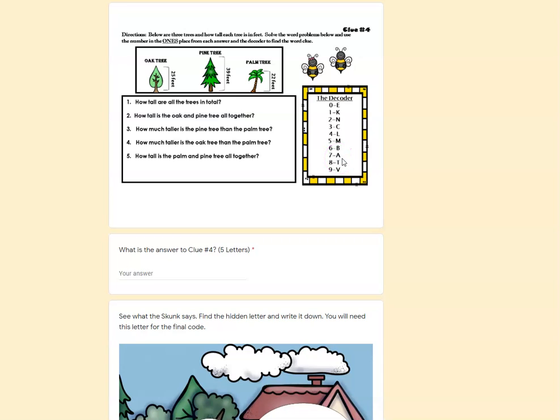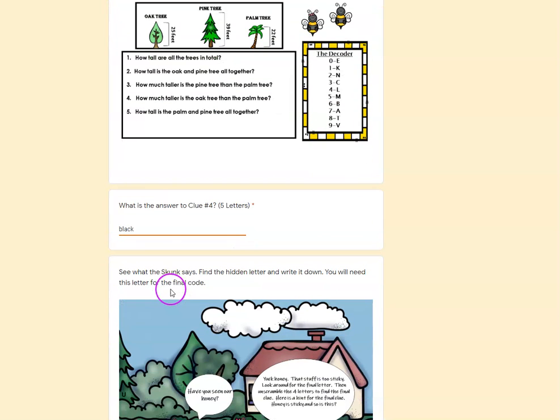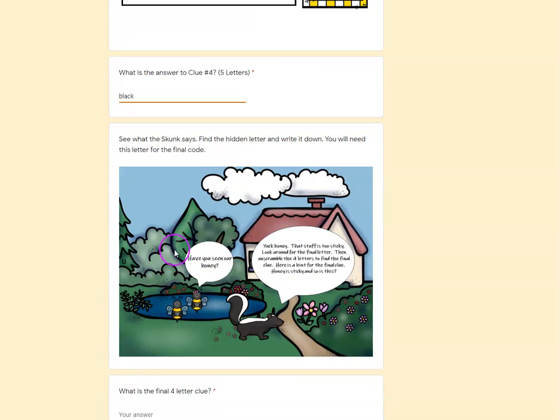Now we have BLA. Next we have how much taller is the oak tree from the palm tree? The oak tree is 25 feet and the palm tree is 22 feet. So the difference is 3. 3 is equal to C. Last we have how tall is the palm and pine tree all together? We'll be adding palm and pine tree. 22 plus 39 is equal to 61. 1 is in the ones place, so that means it'll be K. So then the answer to clue number 4 is black, B-L-A-K. B-L-A-C-K, excuse me.